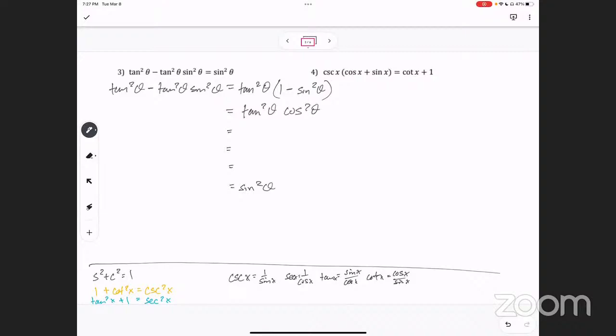Got it? Now what does tangent equal? It equals sine over cosine. It equals sine squared over cosine squared. And now what can happen with those? The cosines can cancel out. And there's my answer, sine squared. Done.